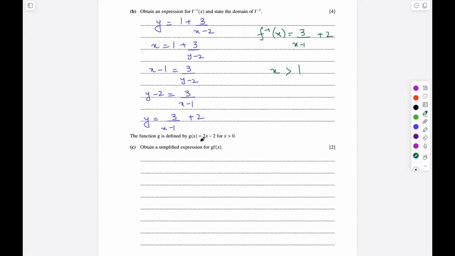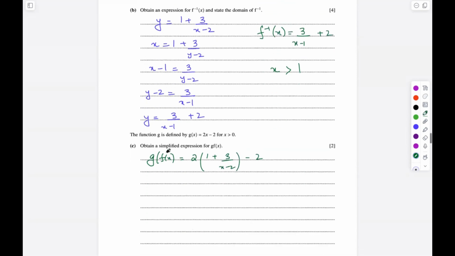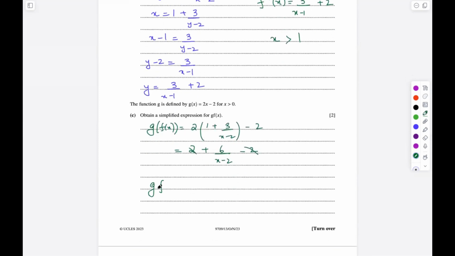The function g is given as 2x minus 2 for x greater than 0. We have to obtain a simplified expression for g f of x. So g f of x basically means that in g of x, x is replaced by the function f. So for g f of x, we can write it as 2 into the function f, that was 1 plus 3 upon x minus 2, and this is a minus 2 already in the function g of x. Now multiplying this by 2, this will become 2 plus 6 upon x minus 2 minus 2. So this 2 and 2 will cancel out. So g f of x can be written as 6 upon x minus 2.